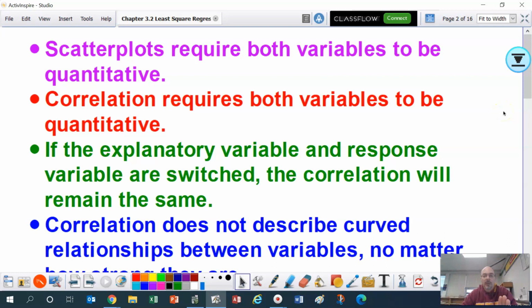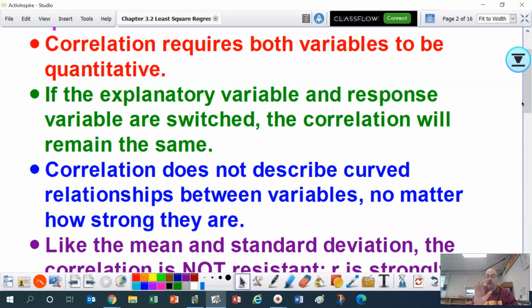Some details. Scatter plots require both variables to be quantitative. Please remember that. Scatter plots, it has to be quantitative data. Correlation requires both variables to be quantitative. Okay, nothing can be categorical, it has to be quantitative. If you accidentally switch the explanatory variable, which is supposed to be on the x-axis, and the response, which is supposed to be on the y-axis, the correlation actually remains the same, okay?